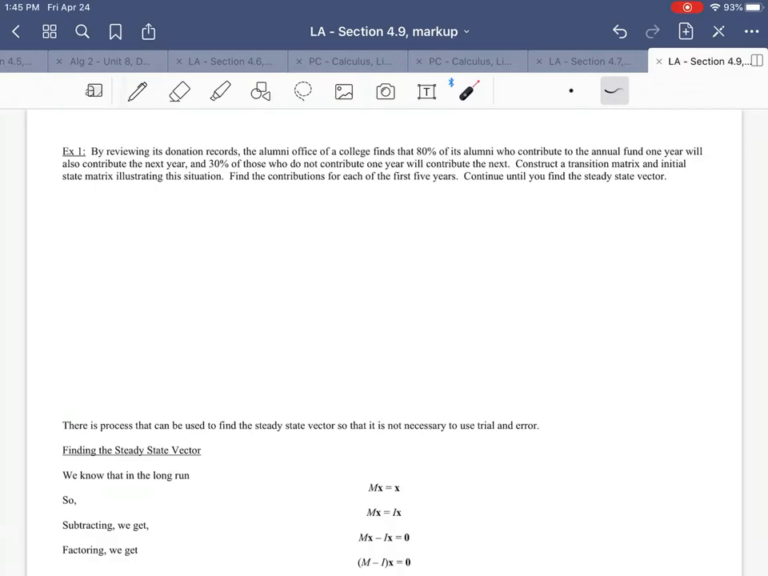And here we go. So by reviewing its donation records, the alumni office of a college finds that 80% of its alumni who contribute to the annual fund one year are also going to contribute the next year. So this is what we have going on. We have our matrix right here, our migration matrix. We basically have these people donate, and this is now, and this is next year or later. They either donate or we'll say not donate.